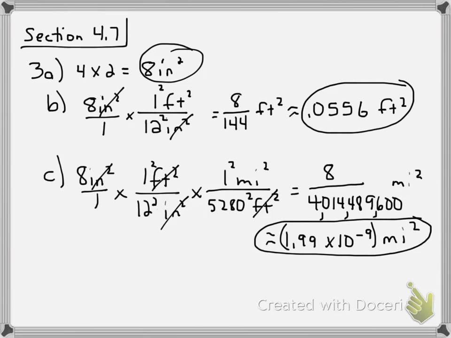Letter D. How many of these paper bills would it take to cover a living room floor if the floor is 18 feet by 15 feet? Well, we're going to have to figure out how big the room is first, right? How do we do that? Wouldn't it be 18 times 15? 270 square feet.